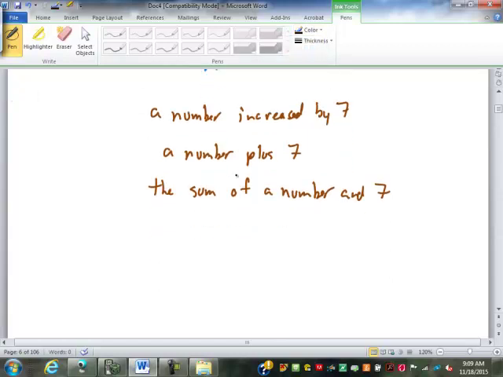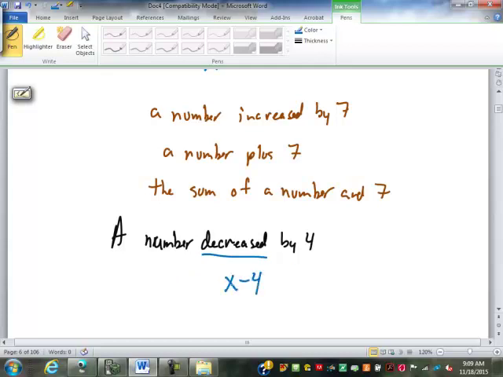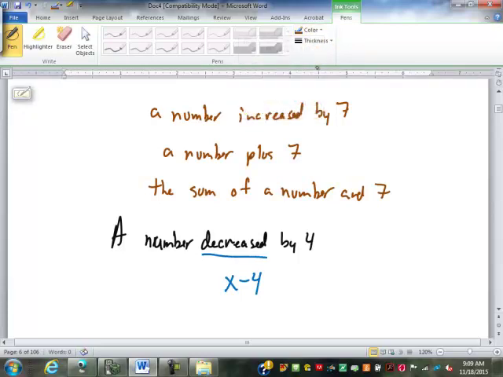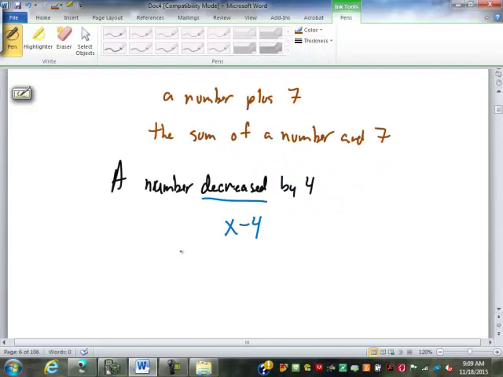How about this one? A number decreased by 4. What's that one going to look like? Well, decreased by implies subtraction. X minus 4 or n minus 4 or whatever we want to do. Now again, there are a lot of phrases that would imply subtraction, like 4 less than a number.